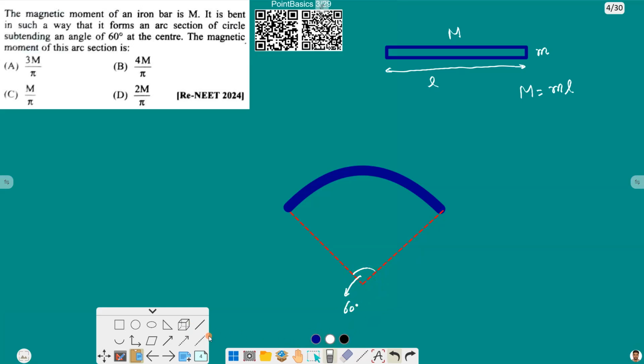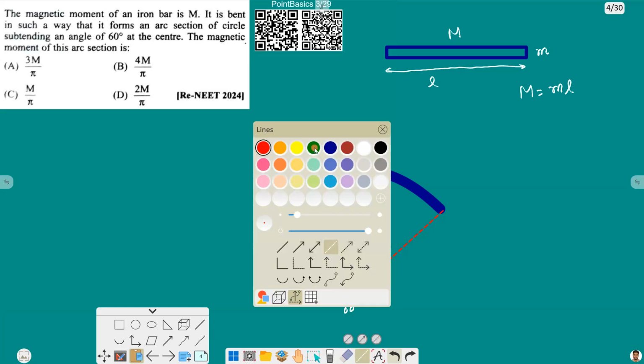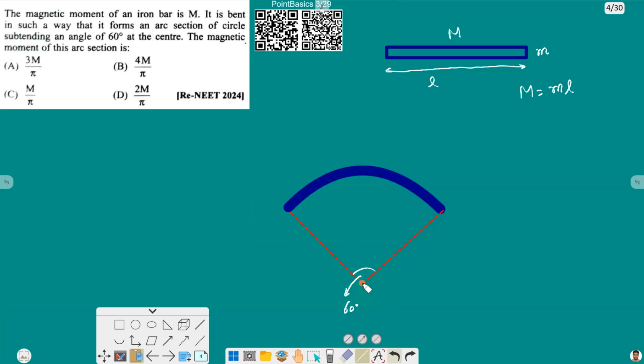And if we divide it in half, why are we dividing it in half? Because we have to find out the horizontal, perpendicular length. So this angle will be 30 degrees. Now let's mark some points O, A, B, and C.